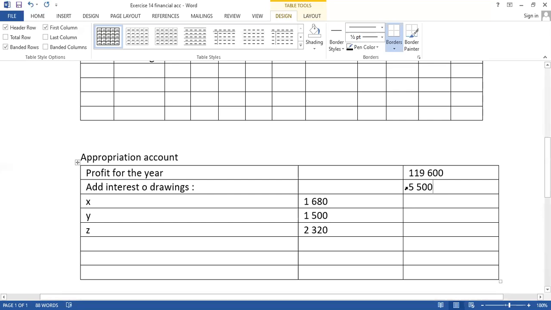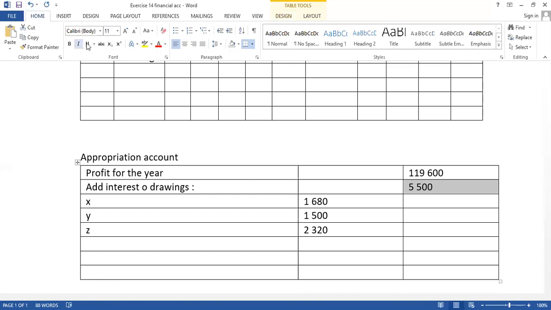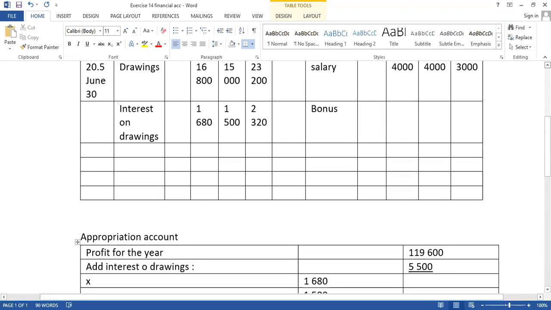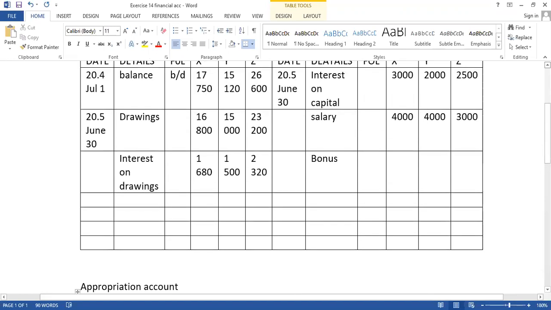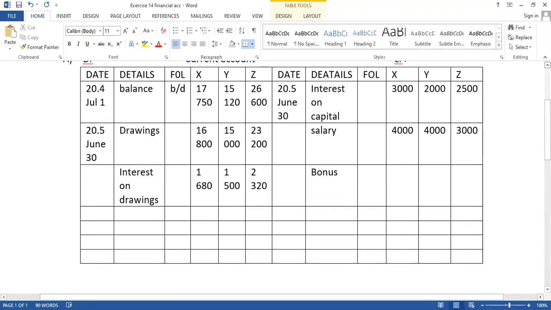So from there we underline. Then, because you are adding, how much will you get? 125,100. Do we have any other thing that needs to be added? If you are not sure of what to add and what to subtract, you go to your current account. You can even take note of this.